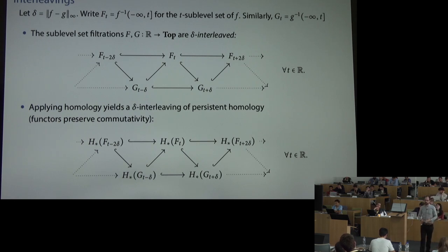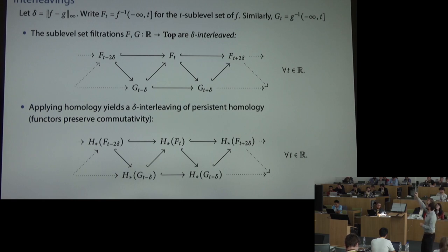Now, what's really nice about this, I take this interleaving diagram of two filtrations, and I apply homology. I can apply homology to any commutative diagram. It will remain commutative, because that's a general property of functors, and that's the most important. That's why people like functors so much, because they don't break things. And that's what I can do here. I can apply homology, and I get another commutative diagram.